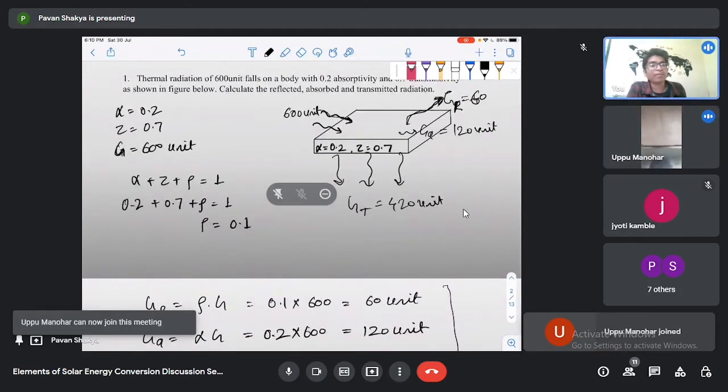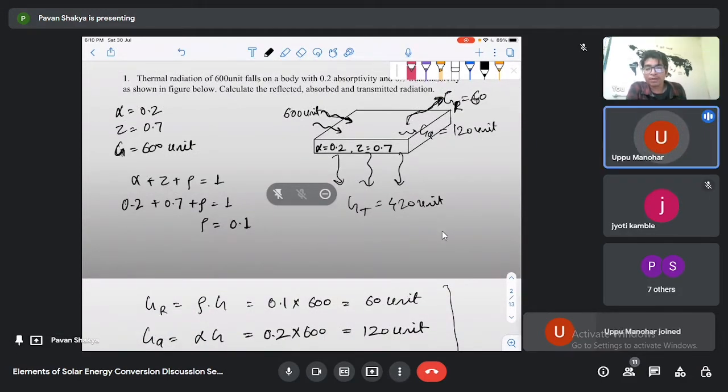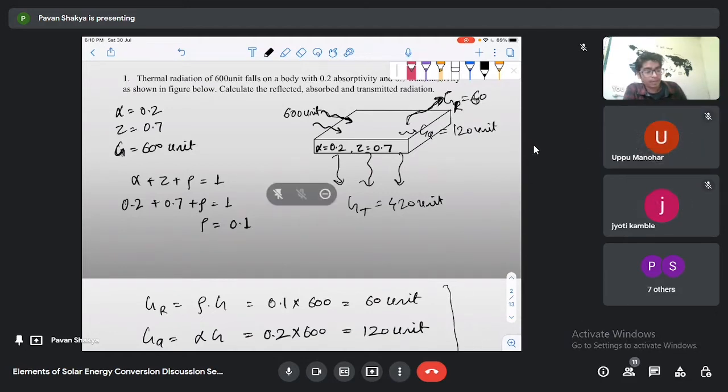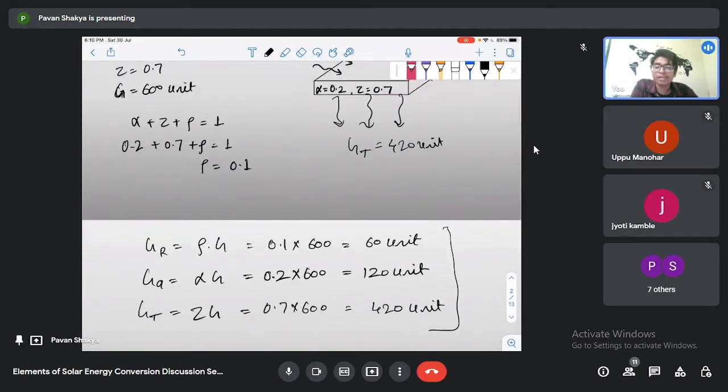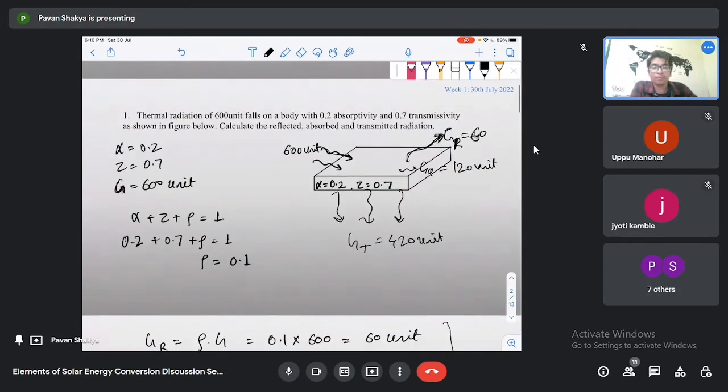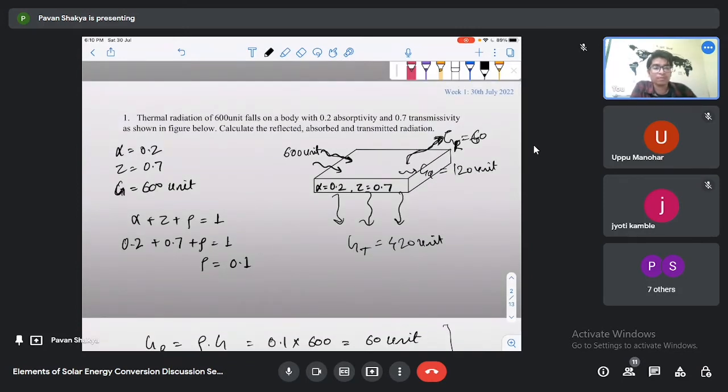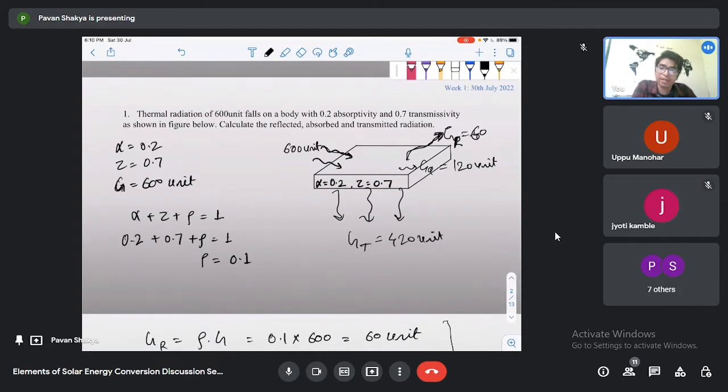If anyone has any problem or doubt in this question, then you can ask. Else I will move on to the next problem. So I think there is no doubt. Now I will move on to the second problem.